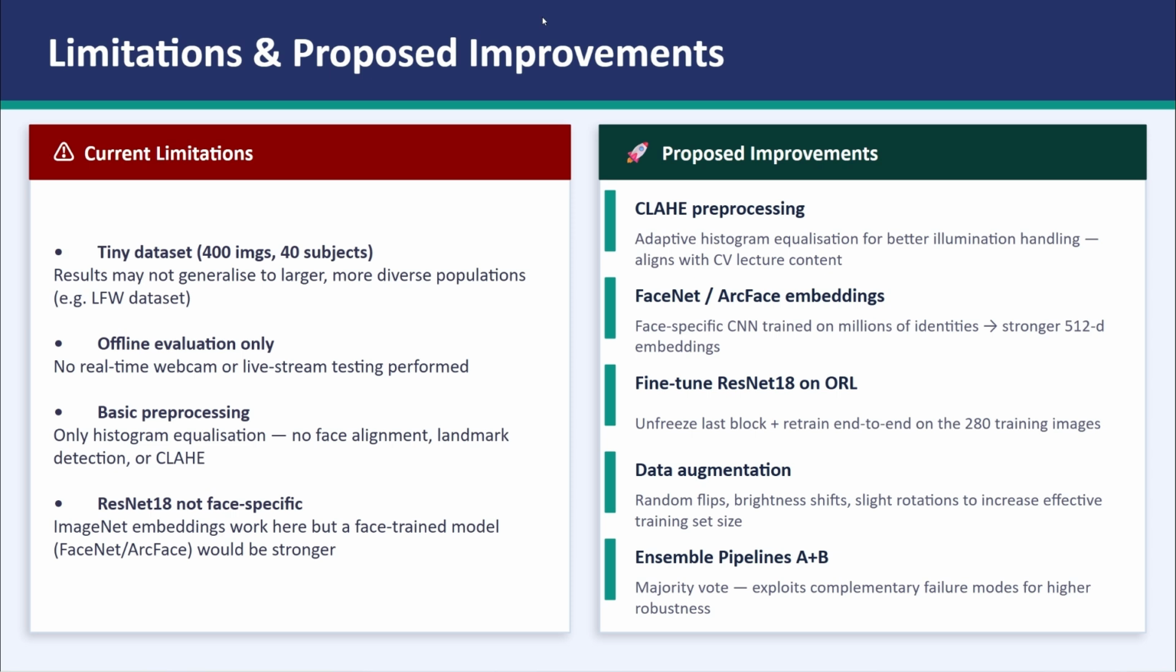To improve our system, we have a few improvements. I would like to highlight 2 of them. First, upgrading our basic pre-processing to CLAHE for much better adaptive illumination handling. Second, replacing our generic ResNet 18 with a face-specific model like FaceNet or ArcFace. If time permitted, adding data augmentation and ensembling our pipelines would serve as excellent secondary steps to maximize robustness.